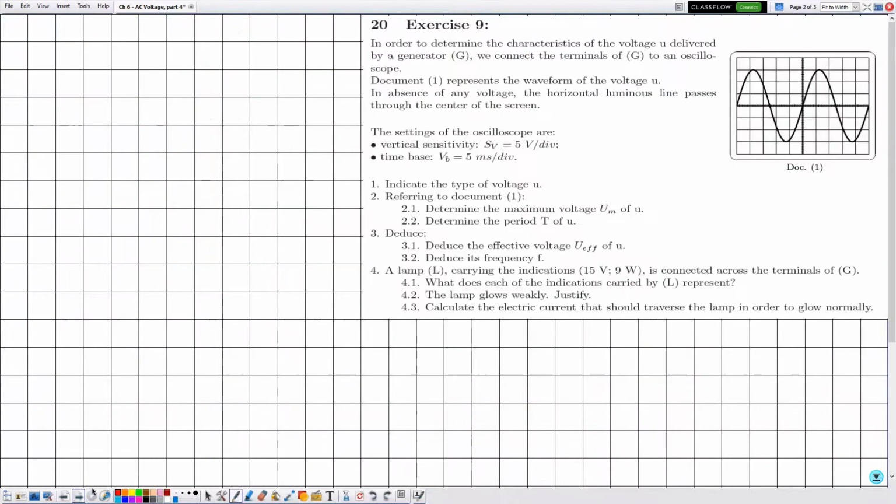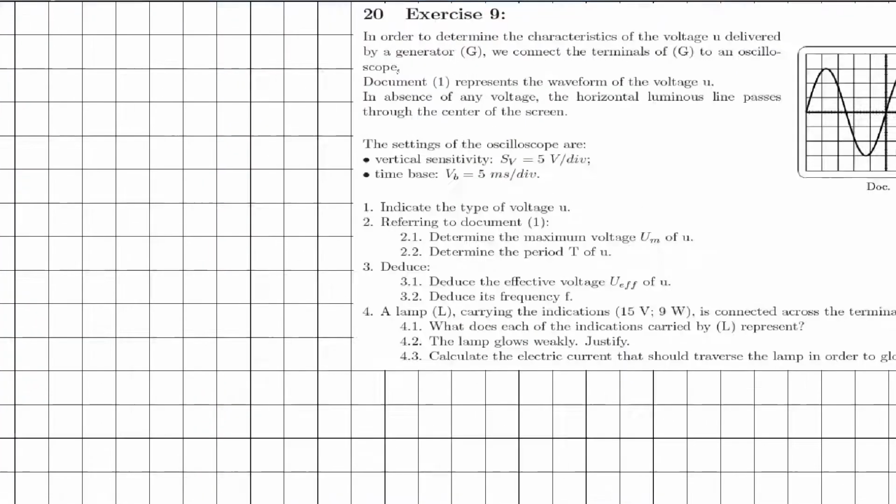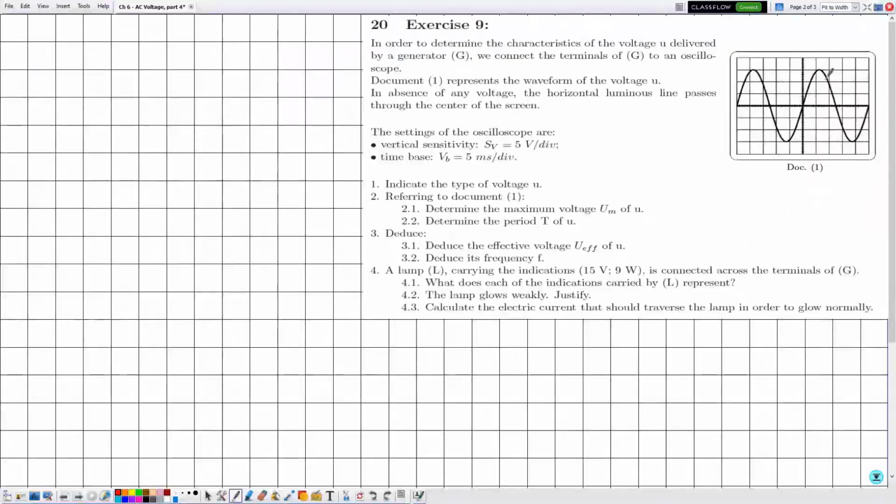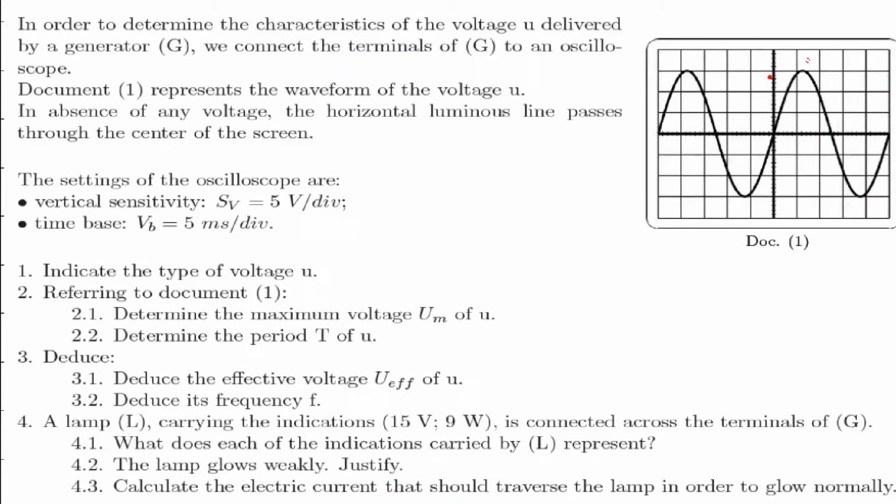So this is it for exercise number 8. Let's move now to the next exercise, which is exercise number 9. In order to determine the characteristics of the voltage U delivered by generator G, we connect the terminals of G to an oscilloscope. Document 1 represents the waveform of the voltage U. In absence of any voltage, the horizontal luminous line passes through the center of the screen. So we have seen this statement in the case of DC voltage. So always we need to calibrate the oscilloscope before we use it.